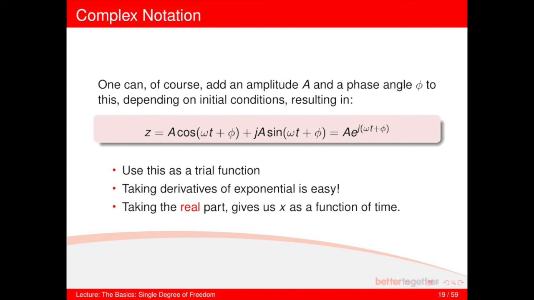So we can use this complex bit as a trial function. When we used cosine omega t as a trial function, we tested it out, and it showed that it worked. We could actually use e to the j omega t as a trial function. And taking derivatives, this is an example of where it's easy. Taking derivatives of e to the x or e to the anything is easy because it's the same thing. The derivative of e to the x is e to the x. That's one of the magic things about e. You take the derivative of the number, you get the same thing back.